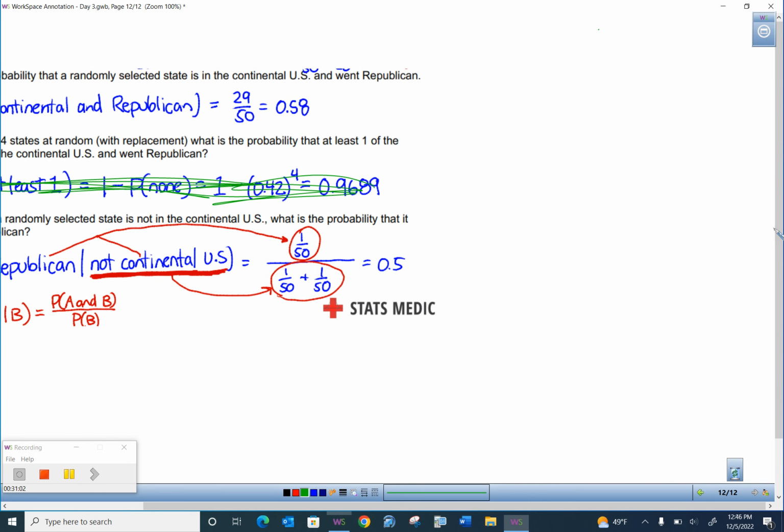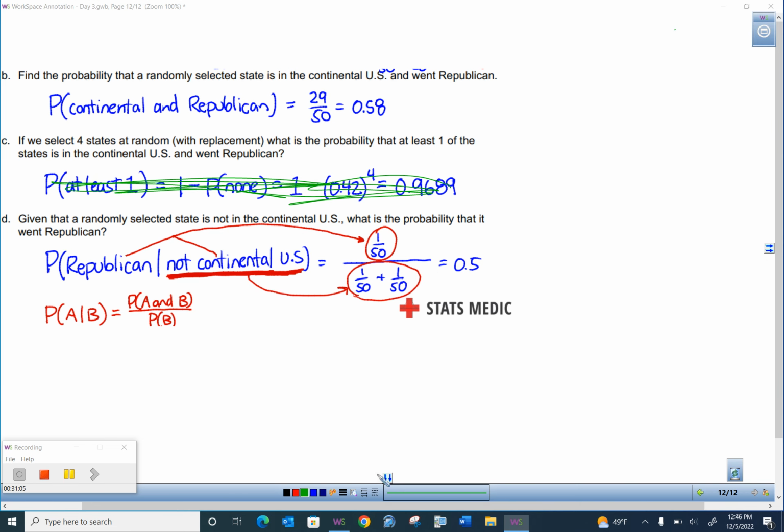So we're going to talk about choosing 4 states at random, which means we're really running through that probability tree diagram 4 times. So what I want you to do for this one is write out 1, 2, 3, 4. And we're going to think about the situation where at least one of these 4 that we just drew out is in the continental U.S. and went Republican. And right now, the only way that you are going to be able to do this is recognizing that at least one means all but none.